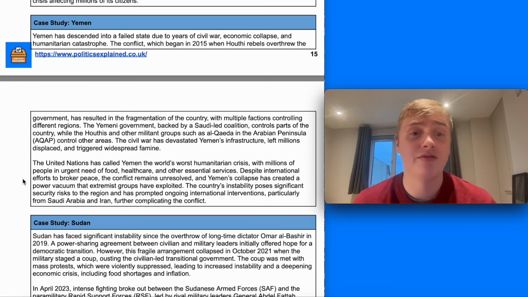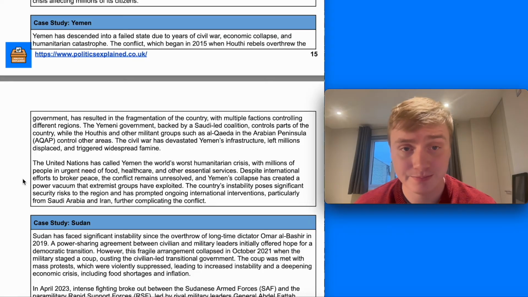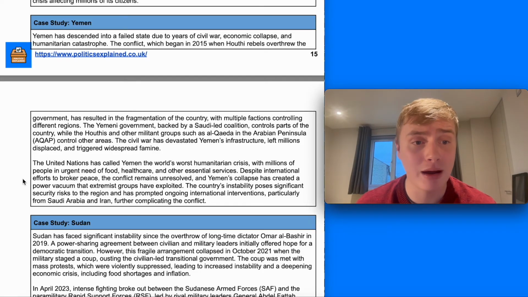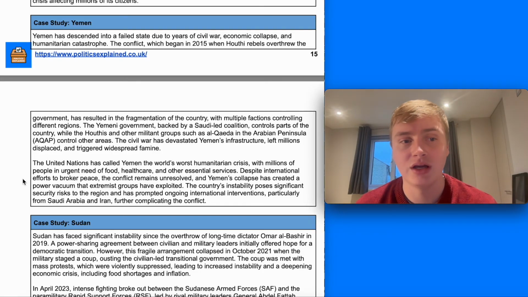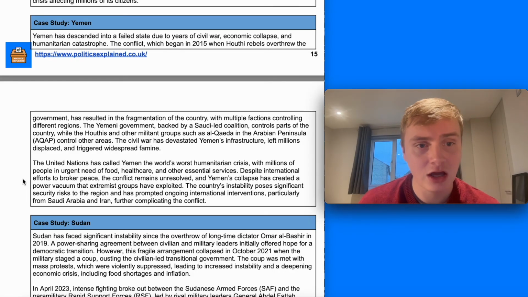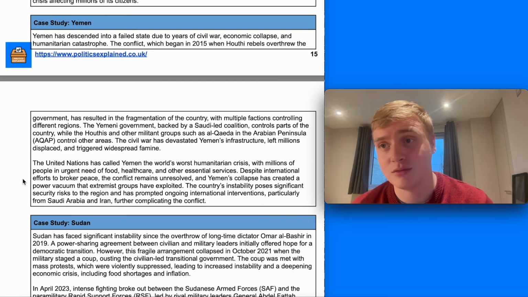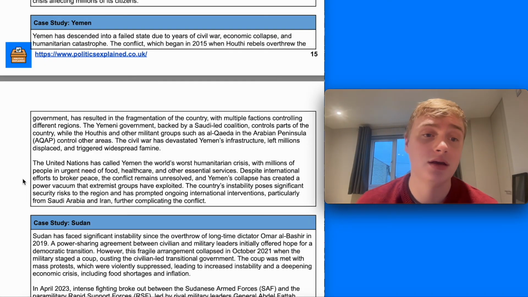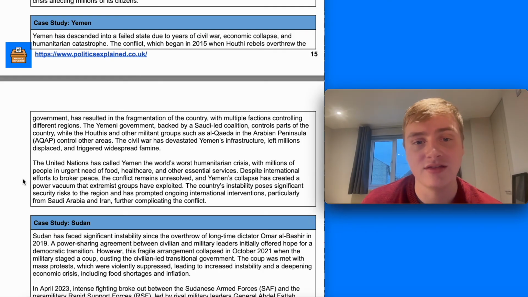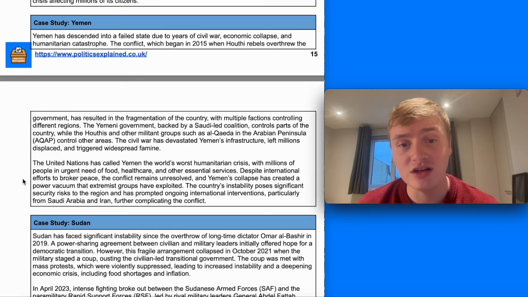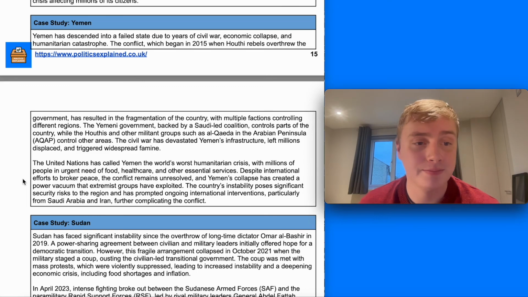Yemen has descended into a failed state after years of civil war, economic collapse, and humanitarian catastrophe. The conflict between the Houthi rebels, who overthrew the government in 2015, has resulted in real fragmentation in the country, with multiple factions controlling different regions, and the fact that it's become a proxy conflict between the Yemeni government, which is backed by the Saudis, and the Houthis, which are backed by Iran.